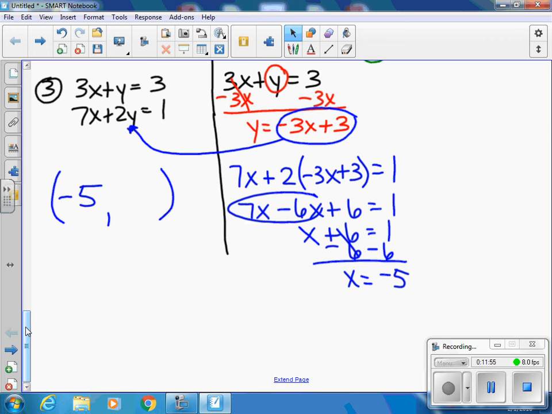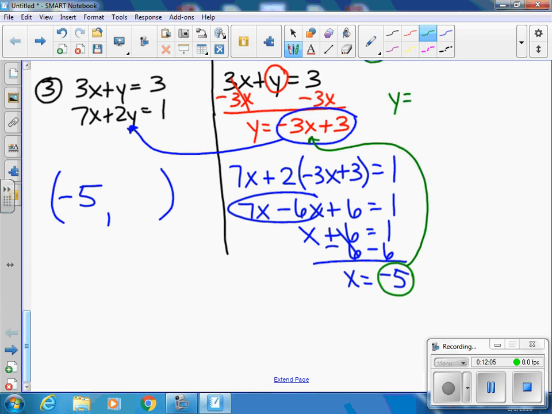Now take the value of negative 5 and plug that back in for x in your expression right here. So now you have y equals negative 3 times negative 5 plus 3. You have to follow order of operations.